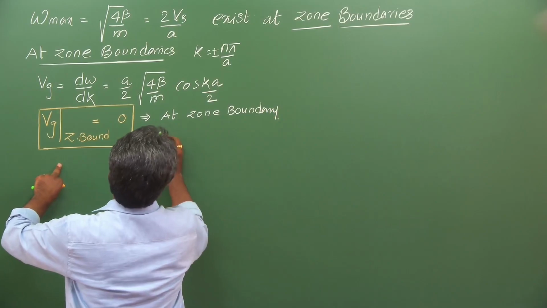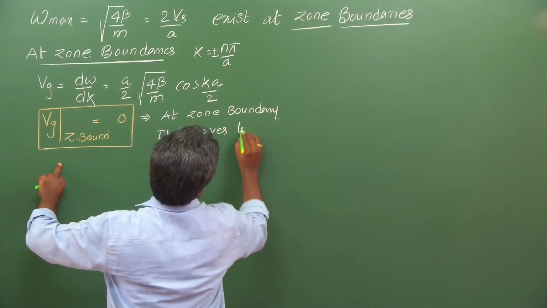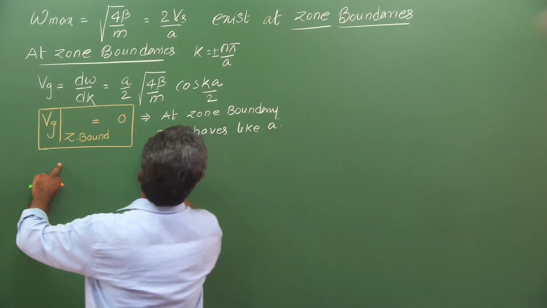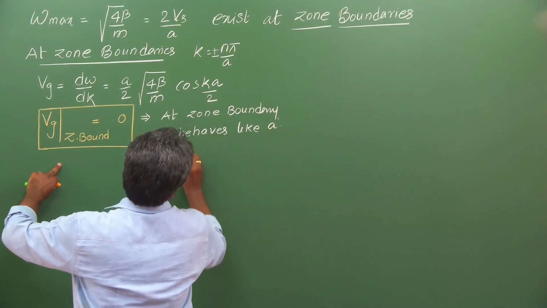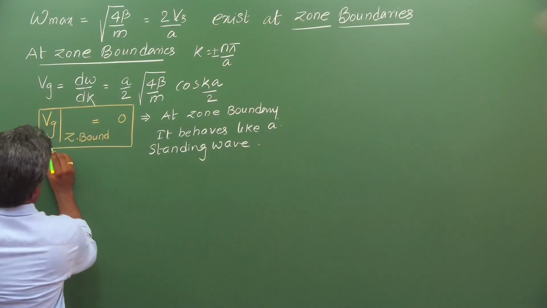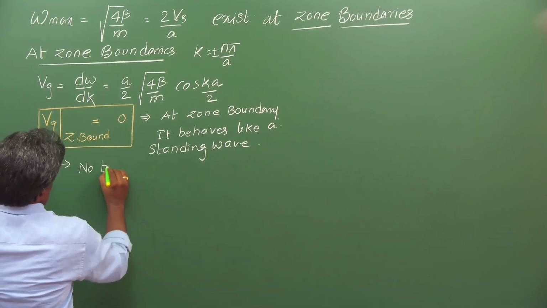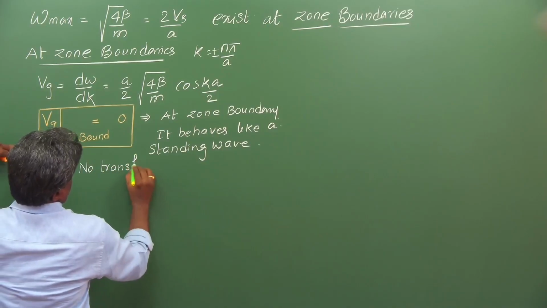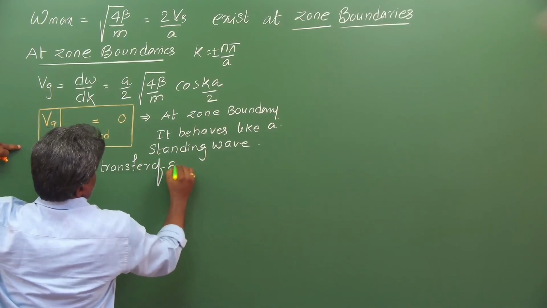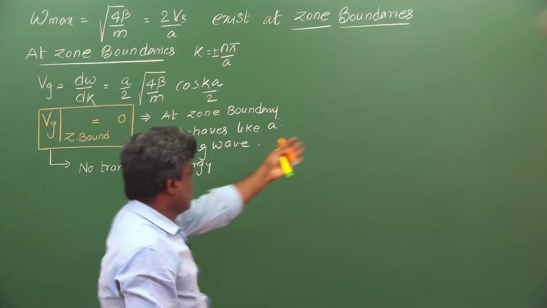So it behaves like a standing wave. Why is it a standing wave? Group velocity 0 means any transfer of energy? No, no transfer of energy. Sir, I didn't understand what is happening here. Yeah, I am going to explain here.